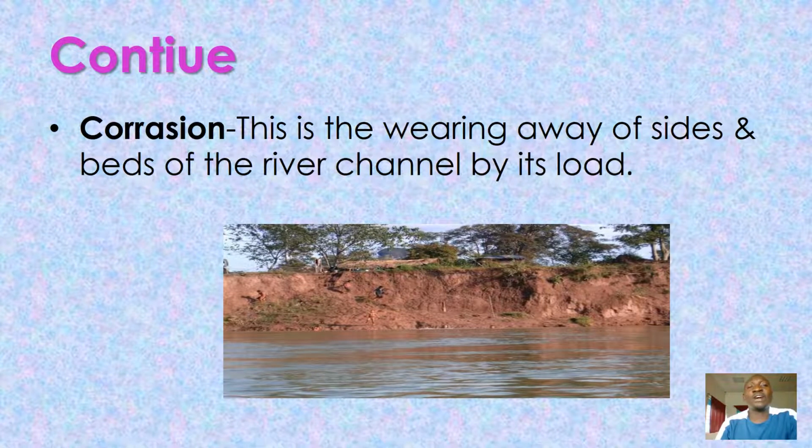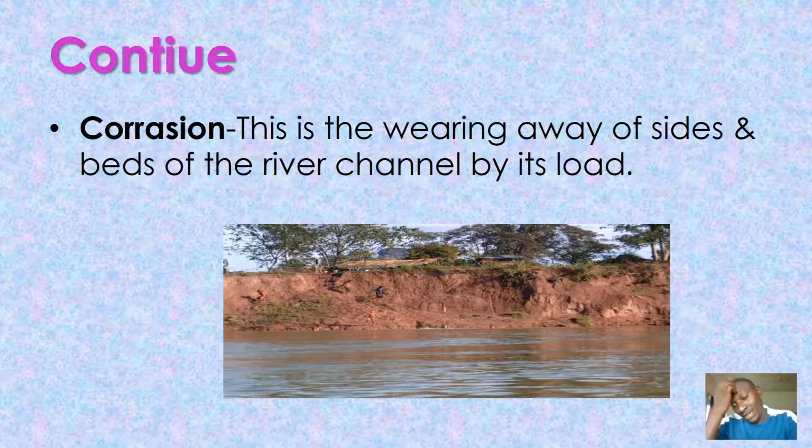Number two, we have corrosion. This is the wearing of the sides and the beds of the river channel by its load. During the time of flowing, the river comes with a load, and if that load is very powerful, it takes out some of the weaker materials within the valley and beside the valley. In our picture, you can see that the sides of the valley of this river have been eroded, and that widens the sides.